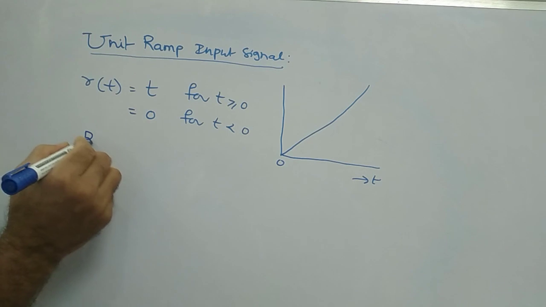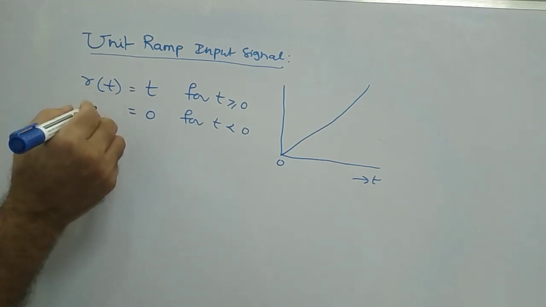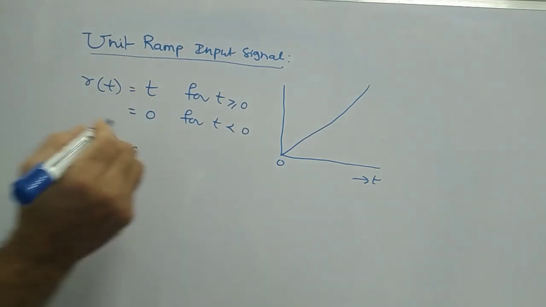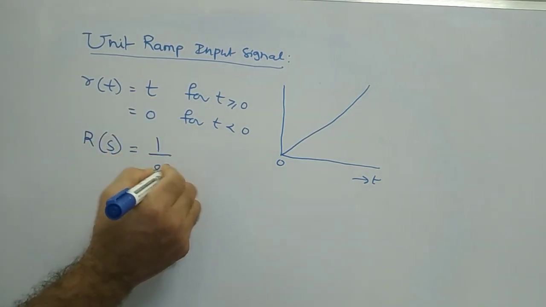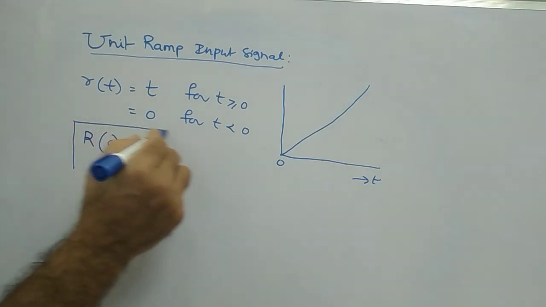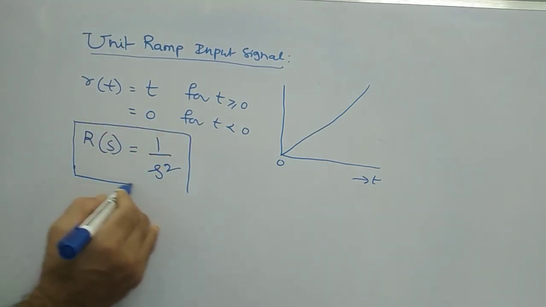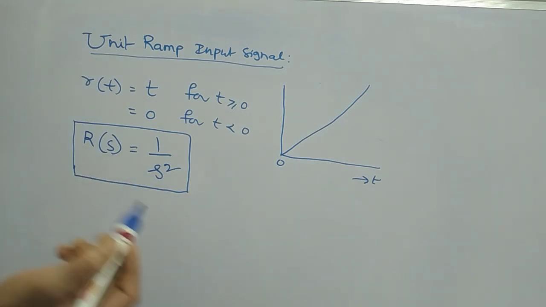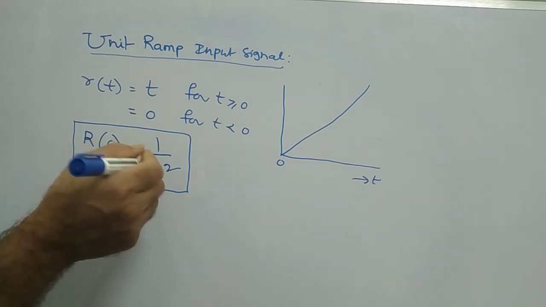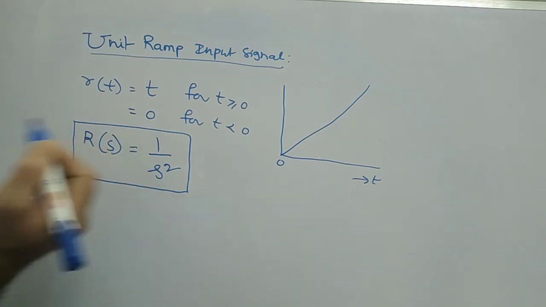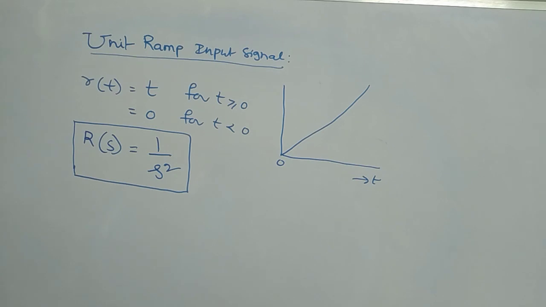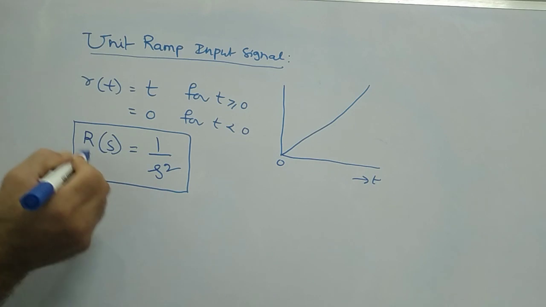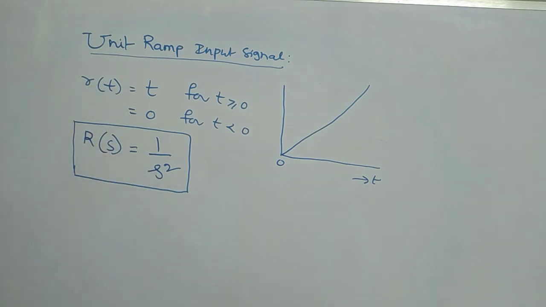If you apply the Laplace transformation, then R of t becomes R of s. If you take the Laplace transformation of t, then it becomes 1 by s square. For the proof of this, please go through your mathematics, because it takes time to derive here. From a mathematical point of view, you already know this. So for the ramp signal, R of s is equal to 1 by s square.